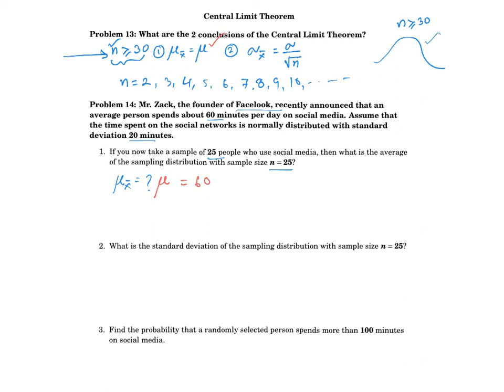What is the standard deviation of the sampling distribution, so sigma sub x bar? Remember, sigma sub x bar is equal to sigma, the standard deviation of the population, divided by the square root of the sample size. Standard deviation of the population is given to be 20. So this is 20 divided by the square root of the sample size, which is 25. 20 divided by square root of 25, which is 5, gives you 4 because 5 goes into 20 four times. So the standard deviation of the sampling distribution is 4.